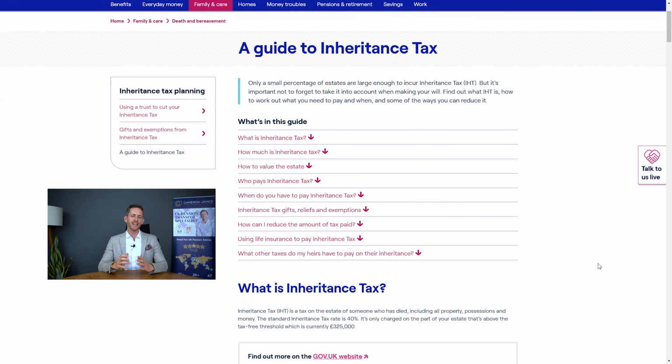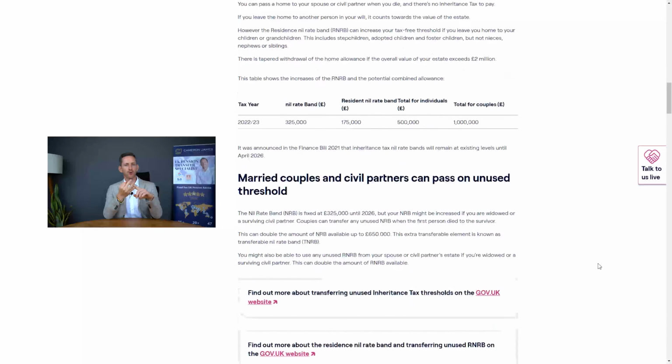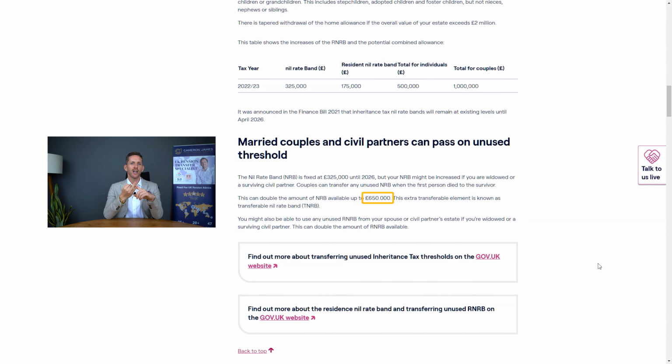To give you a quick summary, every individual has £325,000, which is their inheritance tax allowance that they can pass on to the beneficiaries. For a joint couple, that becomes £650,000. Generally speaking, there's another £175,000 per person for the residence nil rate band and so on. So as a couple, you're roughly looking at around £1 million. If you have more than £1 million of assets as a couple in the United Kingdom, you really need to be concerned about inheritance tax.